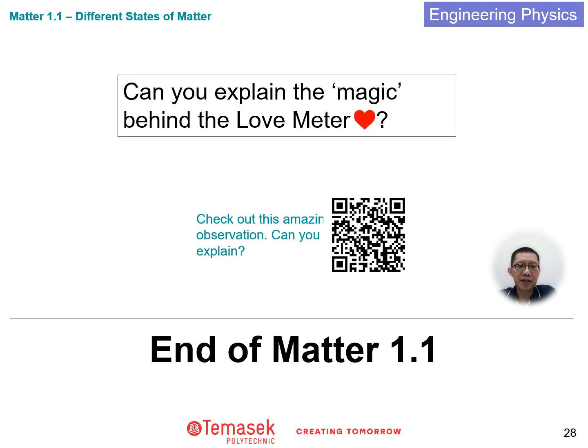This brings us to the end of Matter 1.1. We have covered the properties of different states of matter, changes of state, and how to interpret heating and cooling curves. Make sure to review the key points and examples for a deeper understanding.